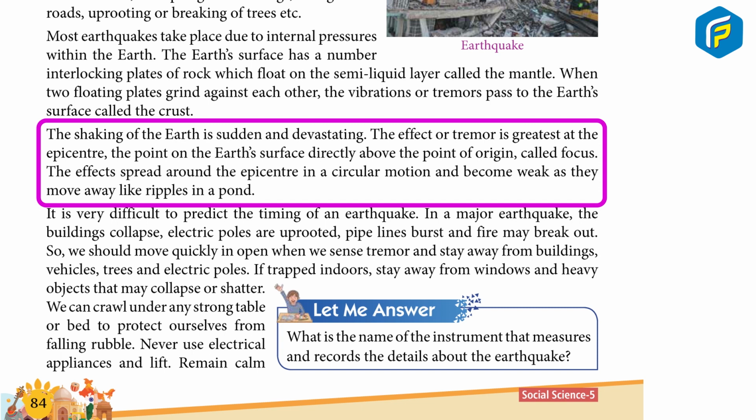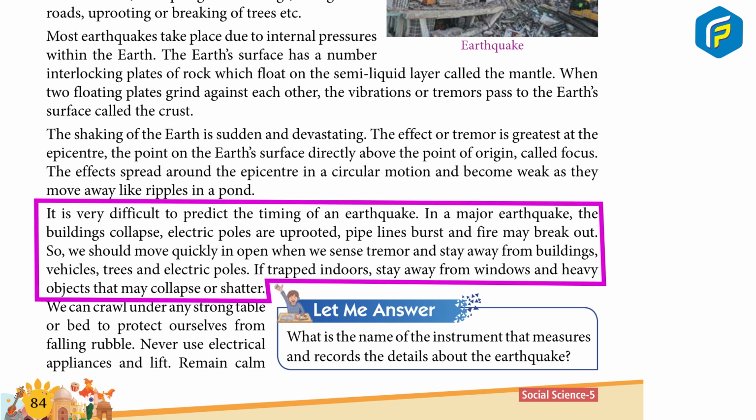The effect of tremor is greatest at the epicenter, the point on the earth's surface directly above the point of origin called focus. The effects spread around the epicenter in a circular motion, becoming weak as they move away, like ripples in a pond. It is very difficult to predict the timing of an earthquake. In a major earthquake, the buildings collapse, electrical poles fall, pipelines burst and fire may break out.